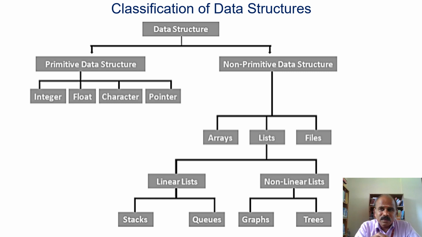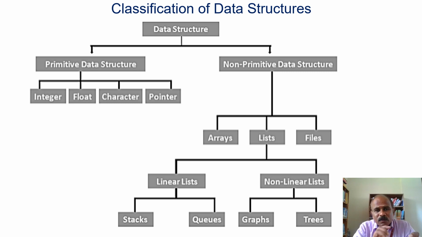Okay, I'll give you another example. A brick wall. You just assume a brick wall. That's nothing but an array of bricks. So what is a brick? Brick is the basic building block of that wall. Likewise, primitive data structures are the basic building blocks of any non-primitive data structure. So primitive data structures are like integers, float, character, and pointer values.